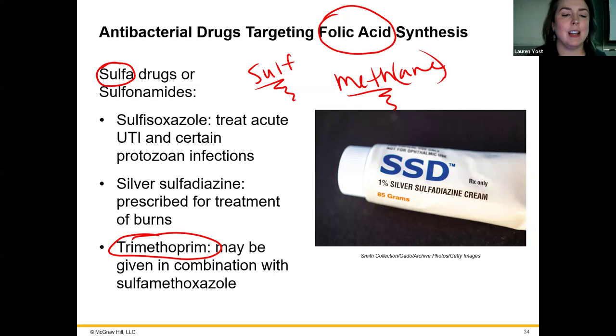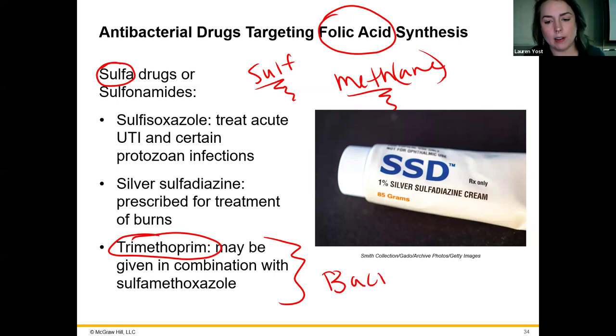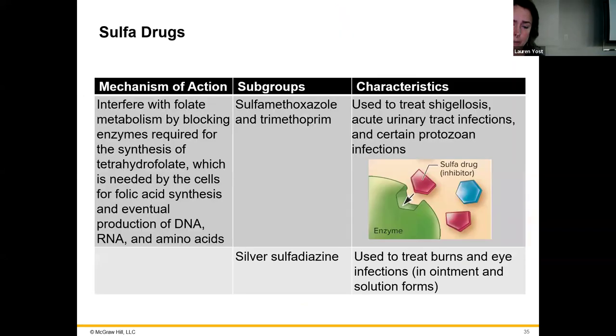Silver sulfadiazine, trimethoprim comes along with sulfamethoxazole in a form that you are probably more familiar with as Bactrim. I don't know how to spell it correctly ever. I think it's like this, but I don't know if that's right. But you've heard of it probably. So this is basically what that is. Stops folic acid synthesis. How does this work?